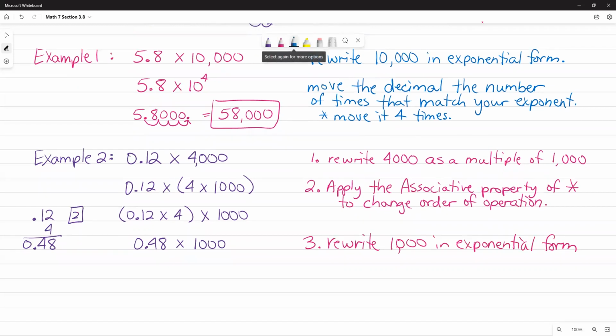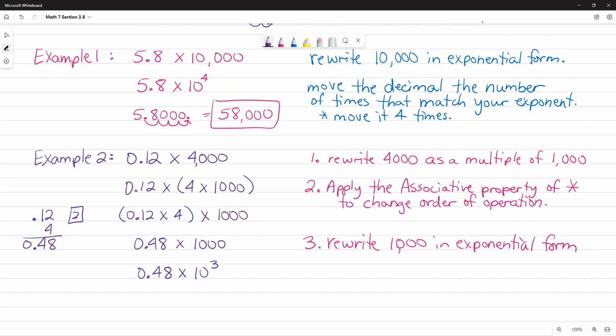And so this actually gives us, I know this is a lot. This is just our example. It breaks it down. You are not going to have to break it down this many steps. You can do these kind of all at once. But how would we write 1,000 in exponential form? 10 to the power of 3. Exactly. Then we can solve.